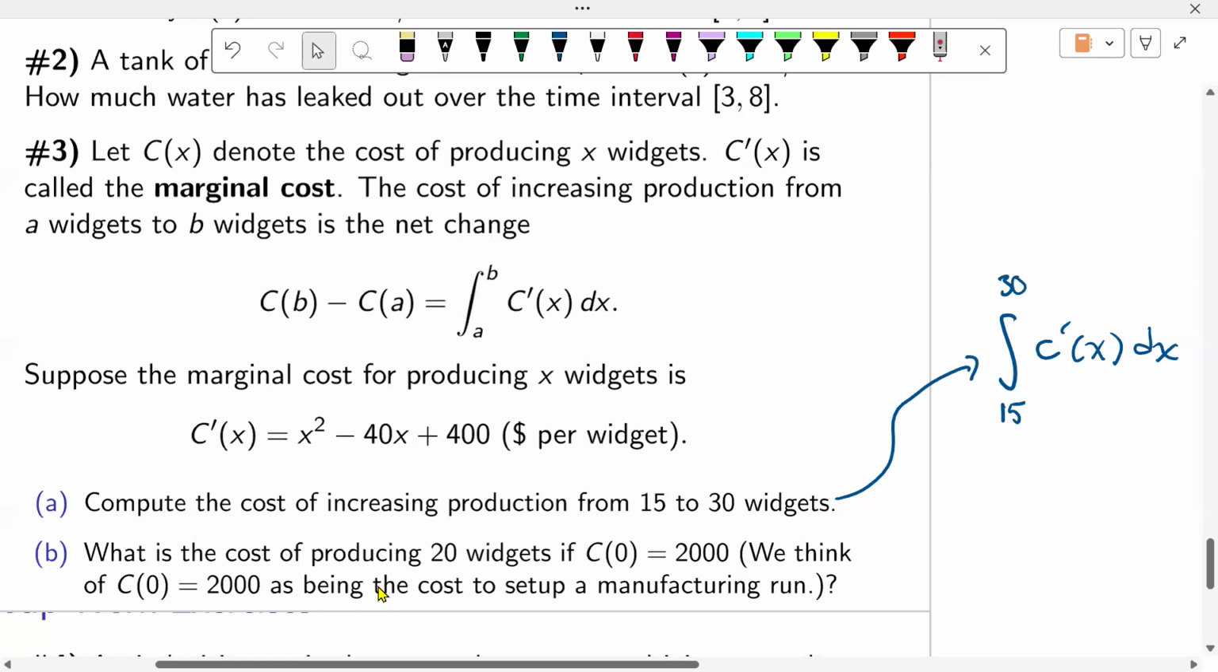I ask in part B, what is the cost of producing 20 widgets if C of 0 equals 2000? So if you're working in a factory-like setting, there's a cost to setting up the production line to run. Like it costs money to just even get started. And then after it gets started, there's a cost that goes through and it's not as bad. So imagine the startup cost is $2,000. How much would it cost to produce 20 widgets if you had to pay $2,000 just to even begin production?